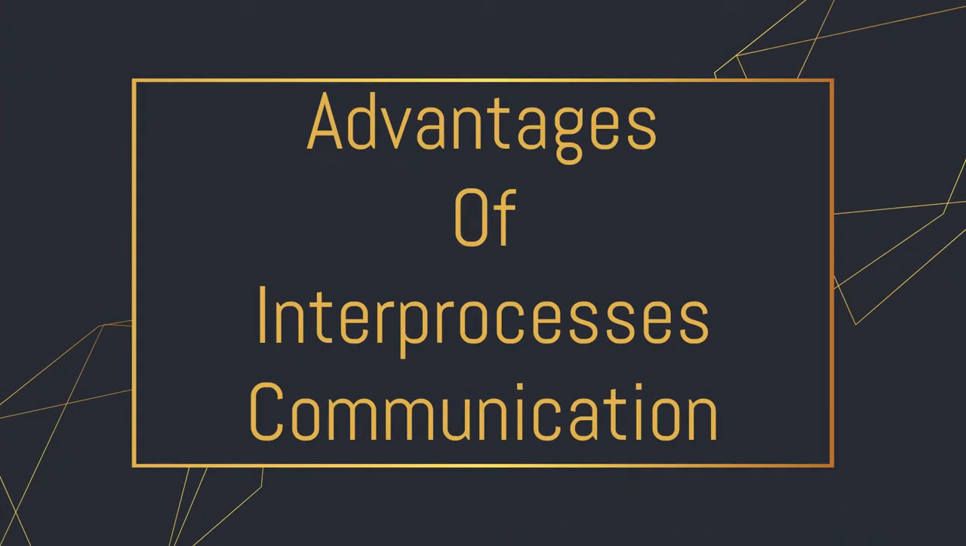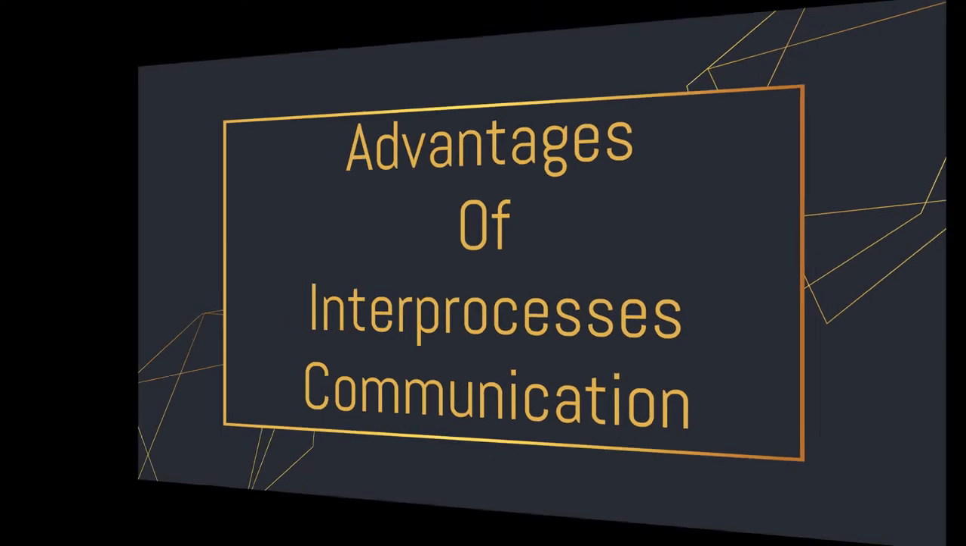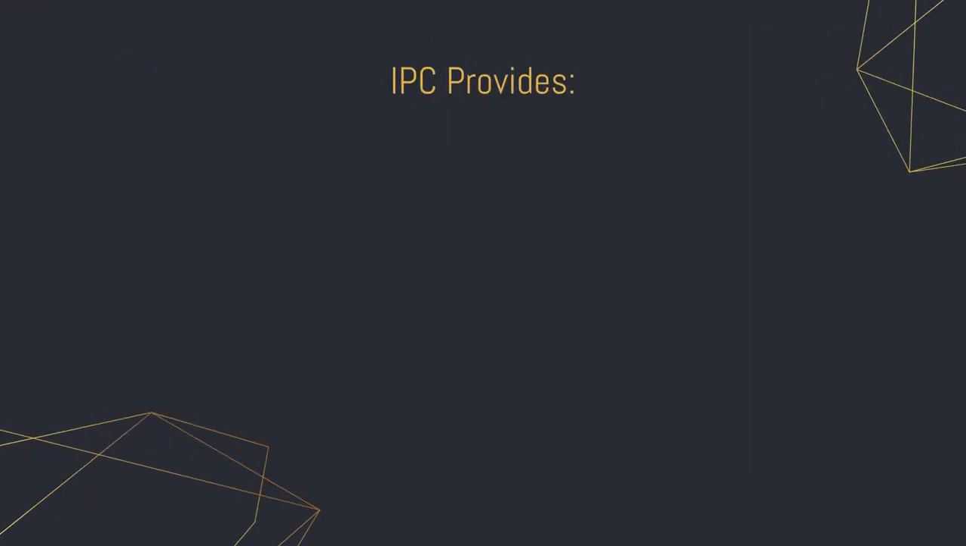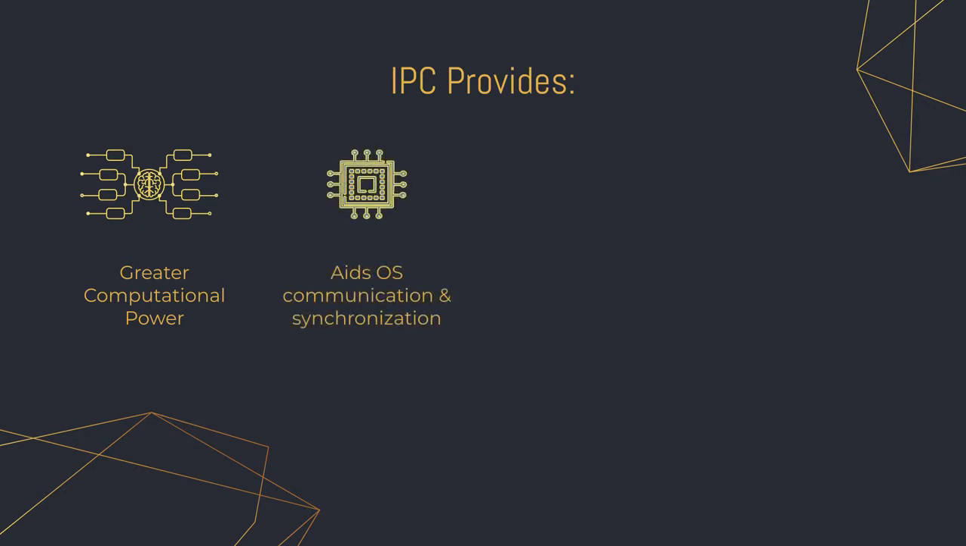Now, earlier we discussed certain small advantages of cooperative processes. So you're probably wondering, why do we need inter-process communication? Inter-process communication provides greater computational power. Now that we can have processes cooperate with each other, we can have them do more complex tasks. It aids the OS with communication and synchronization. So across the entire operating system, the communication and synchronization is improved.